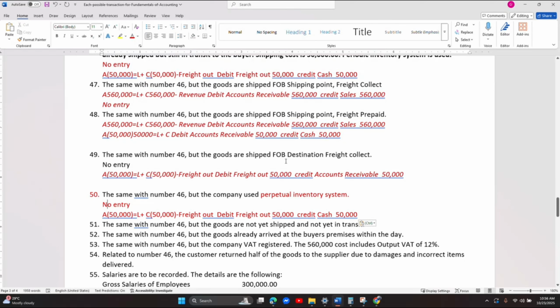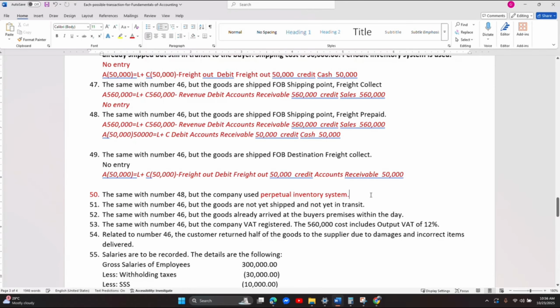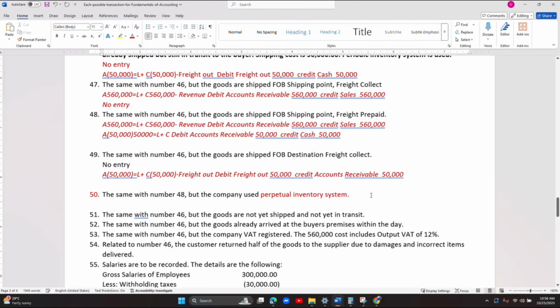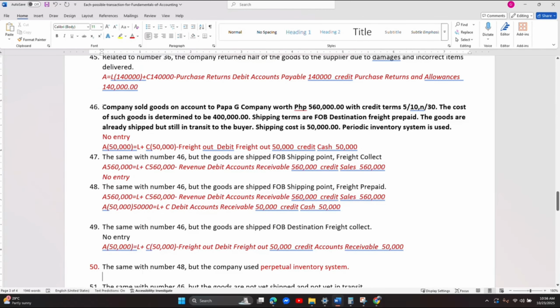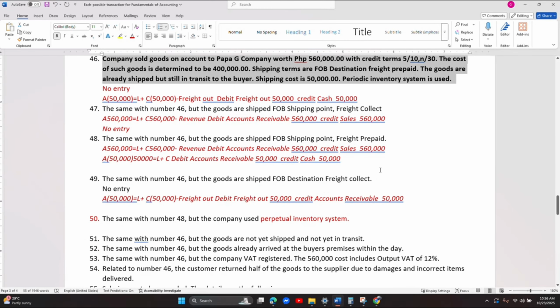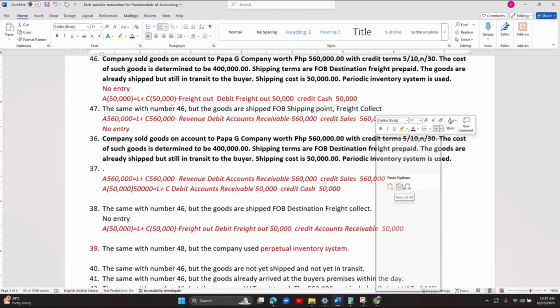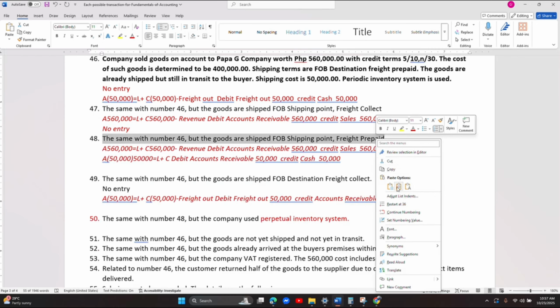Okay. So, let's just revise. Let's put here 48 to make it more challenging. Okay? Let's see. Let's put on number 48. Instead of highlighting this number 46, let's put number 48 in the number 48. Let's copy. FOB shipping point freight prepaid.